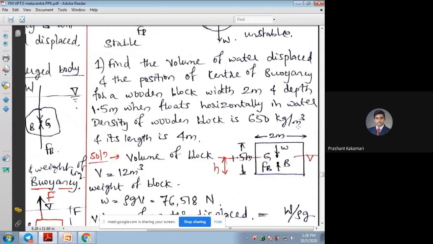And whatever the horizontally floating they have mentioned, it is with respect to total length. By total length, it is floating. Means the wooden block is not vertical, it is horizontal. So please keep in mind, depth is 1.5 meters, width of the wooden block is 2 meters, it's shown in the sketch here. And length, which is in horizontal floating position, is 4 meters. So this is the total volume of the body, total volume of the wooden block. But our concern is how much volume of liquid is displaced. By that, we can find out the center of buoyancy.